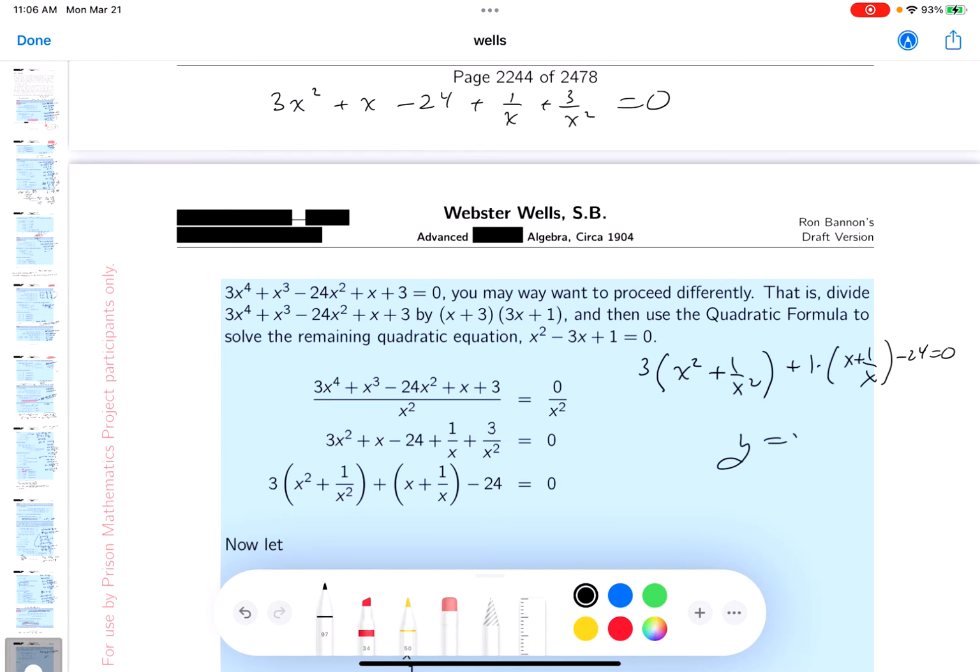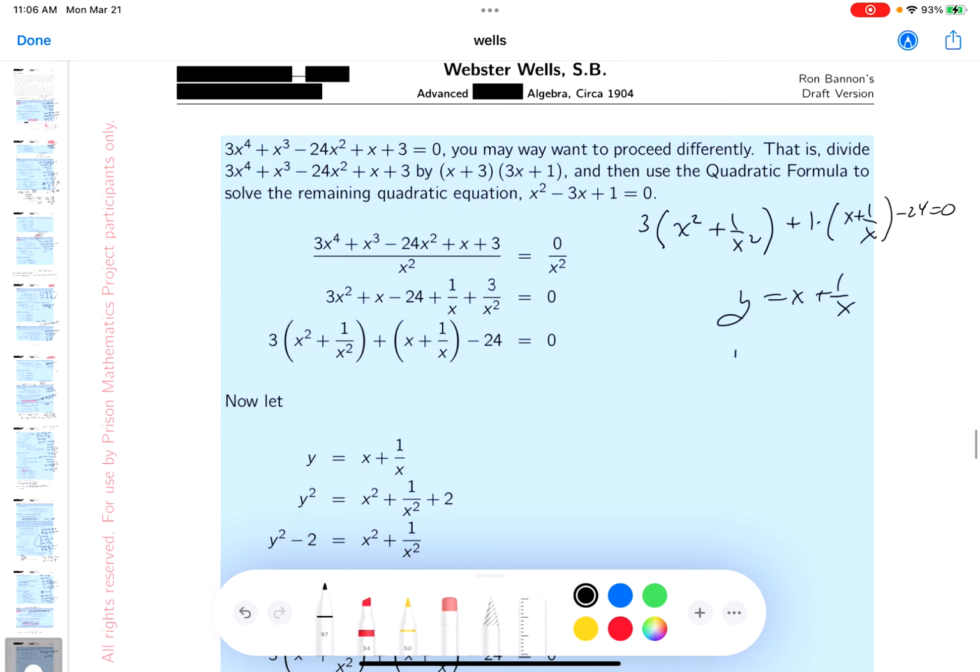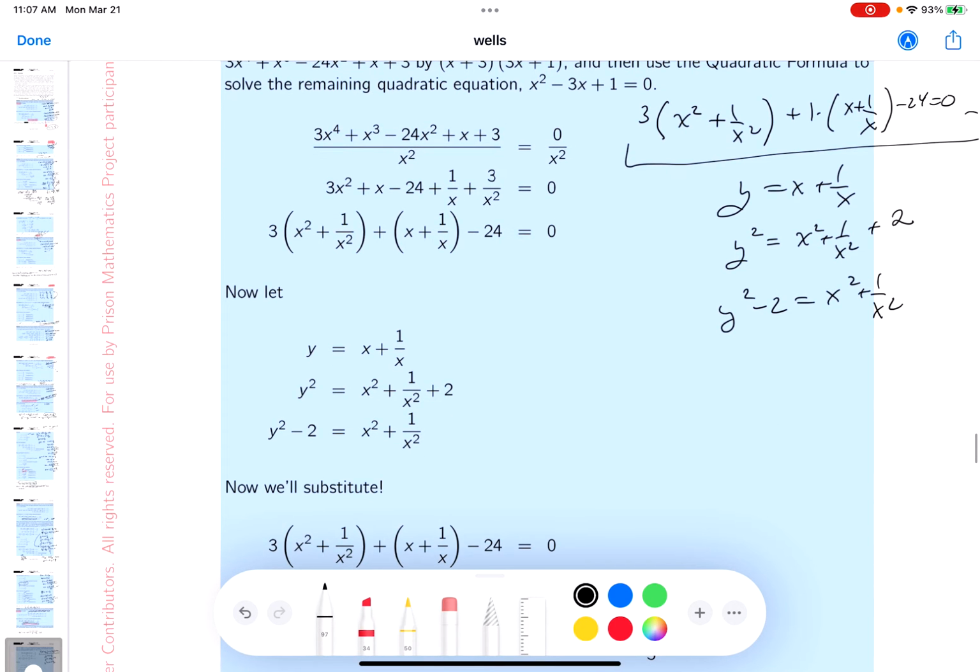And then I said y is equal to x plus 1 over x. I'm sure you remember me doing that, right? Then we square it. Well, we've done this so many times, it's pretty easy. This is x squared plus 1 over x squared plus 2. So y squared minus 2 is equal to x squared plus 1 over x squared. And then I just pop it in here. That's all I have to do. So what do you get over here? 3 times y squared minus 2, plus 1 times y, minus 24 equals 0.